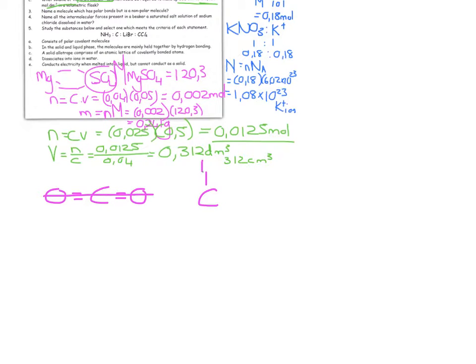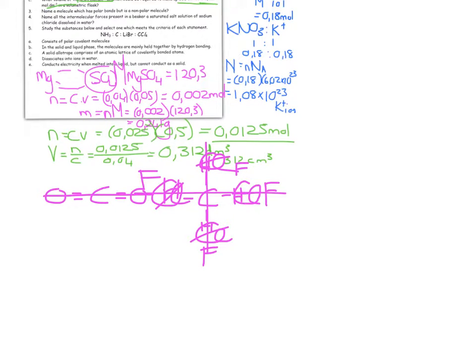But our very typical ones are the methane, or carbon tetrachloride, or carbon tetrafluoride. All of those have got polar bonds but turn out to be non-polar molecules because of the symmetry of the molecule. Study the substances below and select one which meets the criteria of each statement.